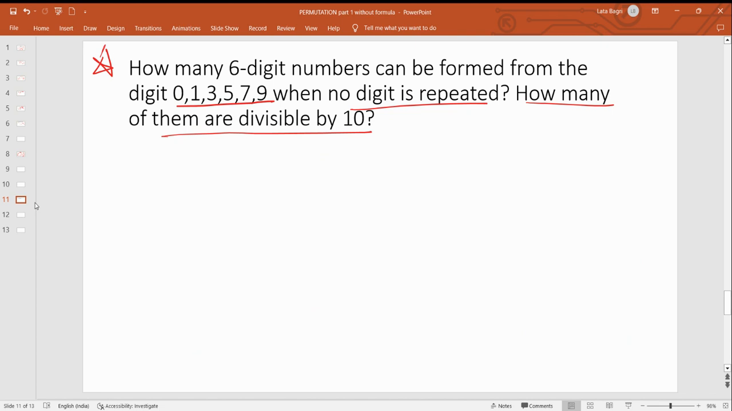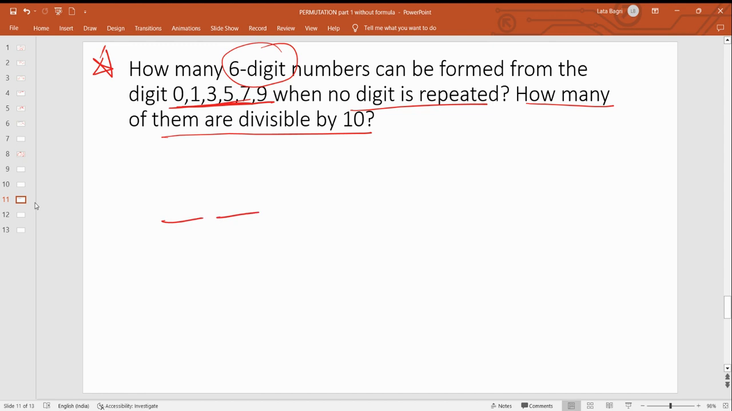So first, we need to form six digit numbers and we have been given six digits. So let's write like this: 1, 2, 3, 4, 5, 6. So we have six options. So the first place can be selected by any of these six digits, right? So I'll write 6. Wrong. This is wrong. Why? Because you cannot put 0 in the first place.